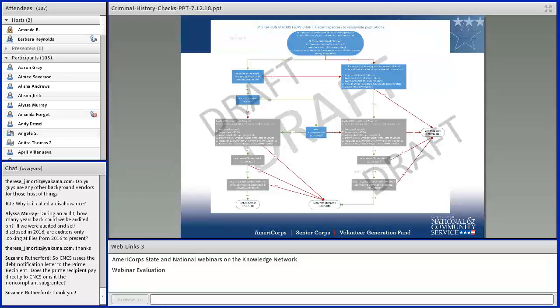All right, we're going to come back and go to the next slide. Any questions in that quick example? That was actually a pretty easy one.